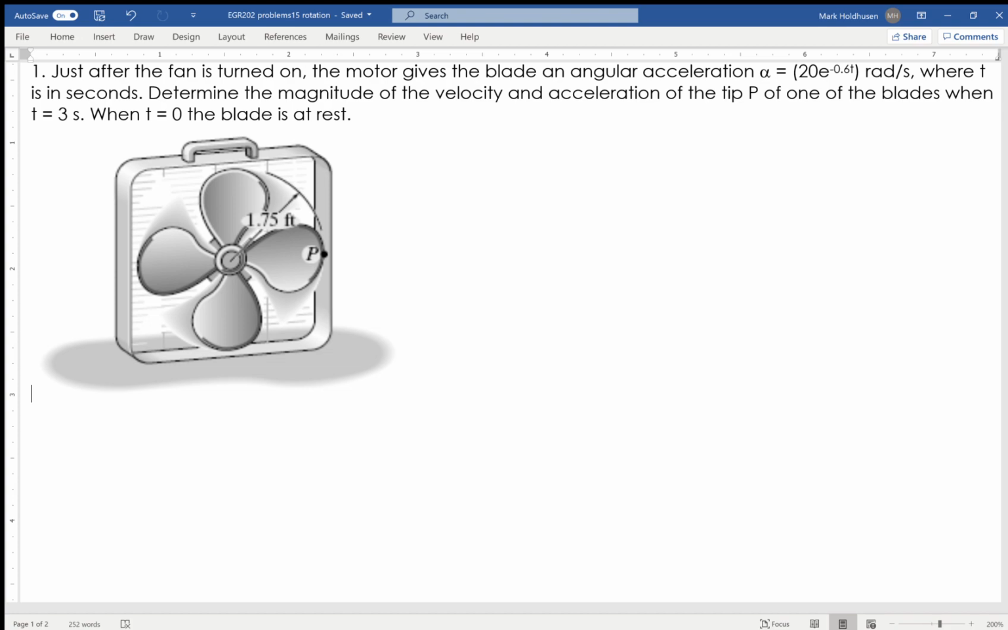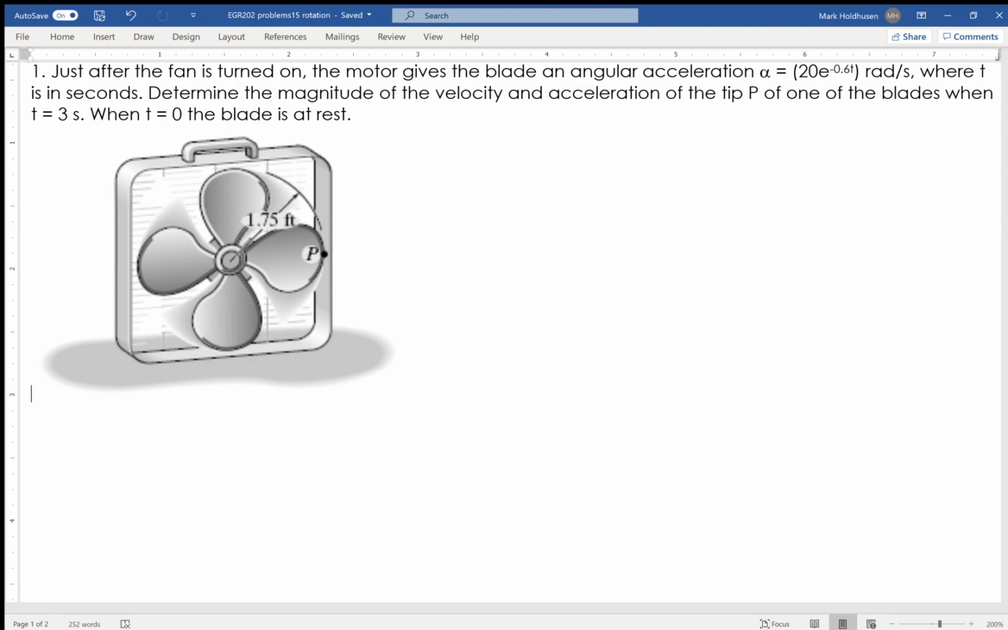Okay, just after a fan is turned on, the motor gives the blade an angular acceleration given as that. Determine the magnitude of the velocity and the acceleration of the tip P located at the edge there. Okay, so everything's at rest when t equals 0.